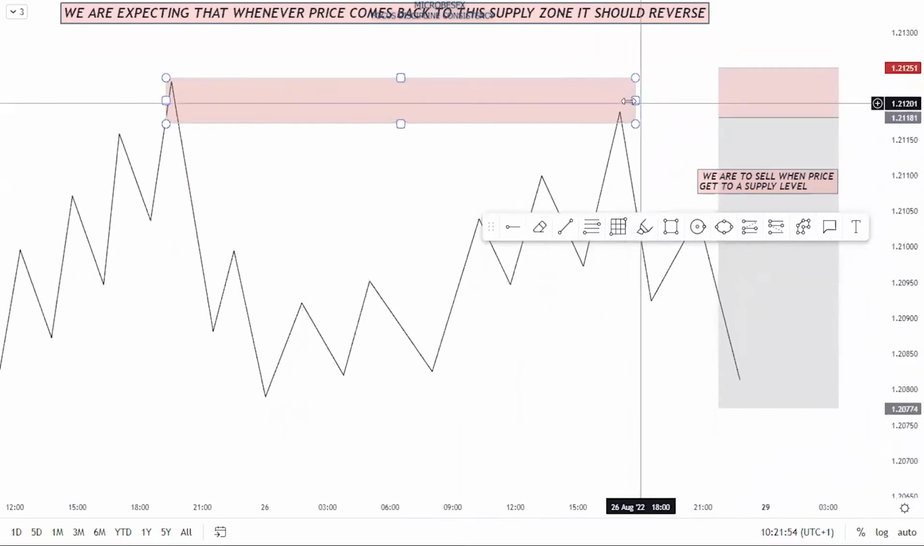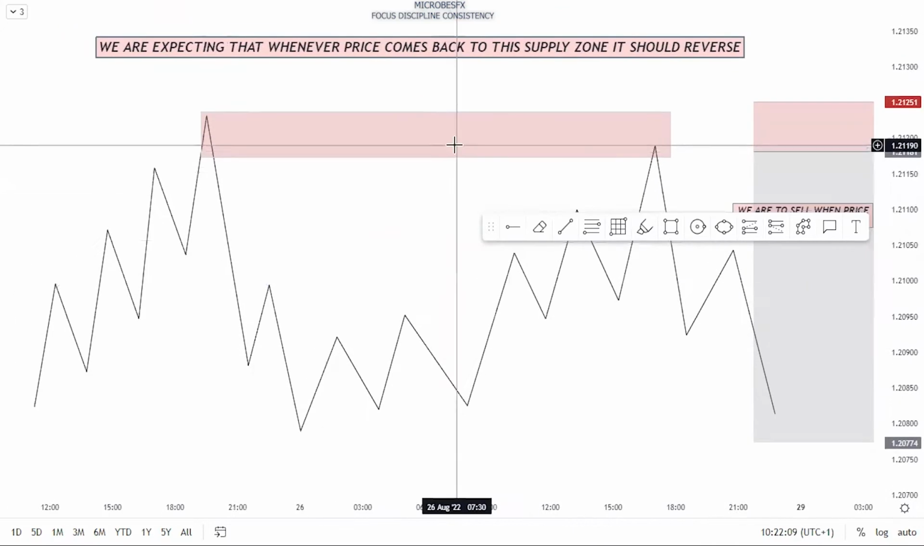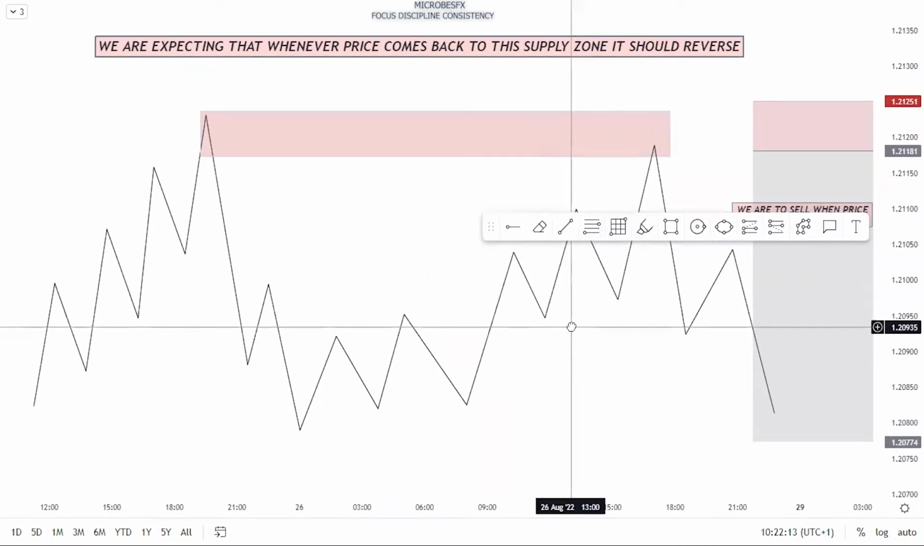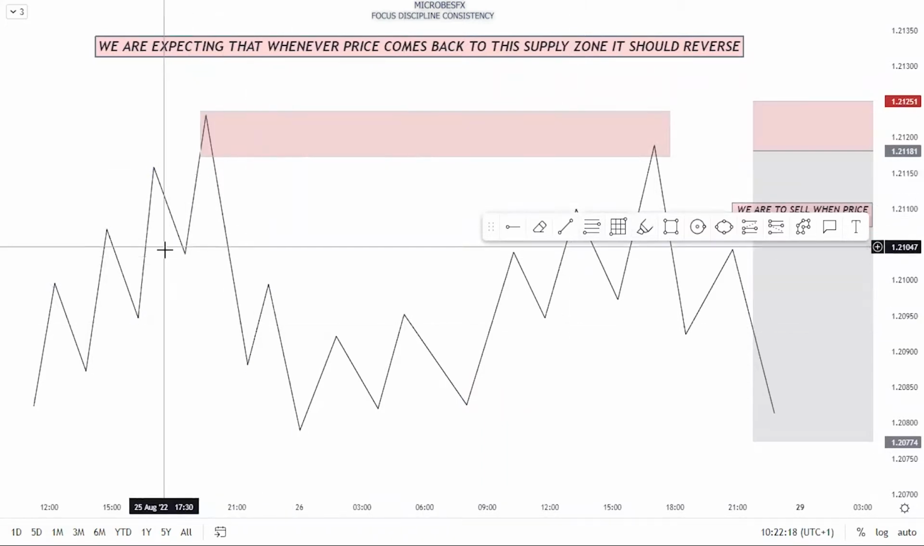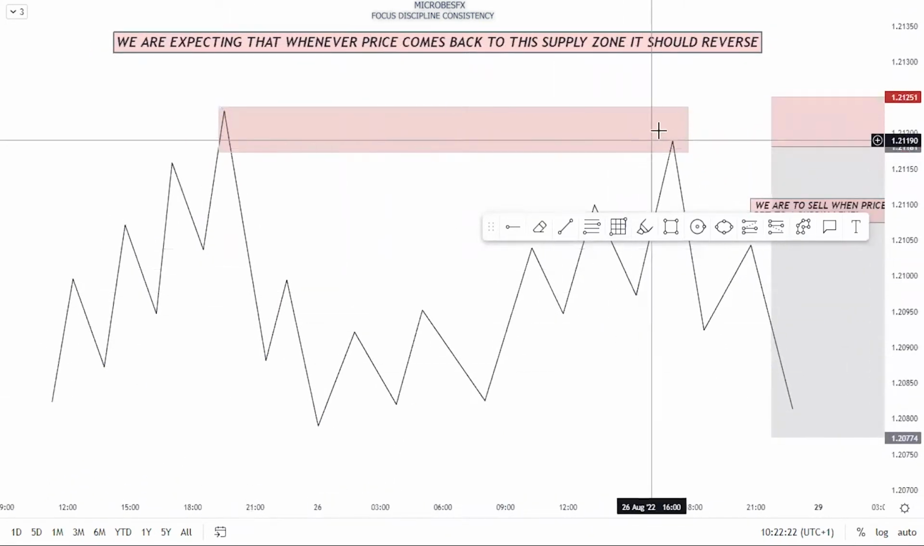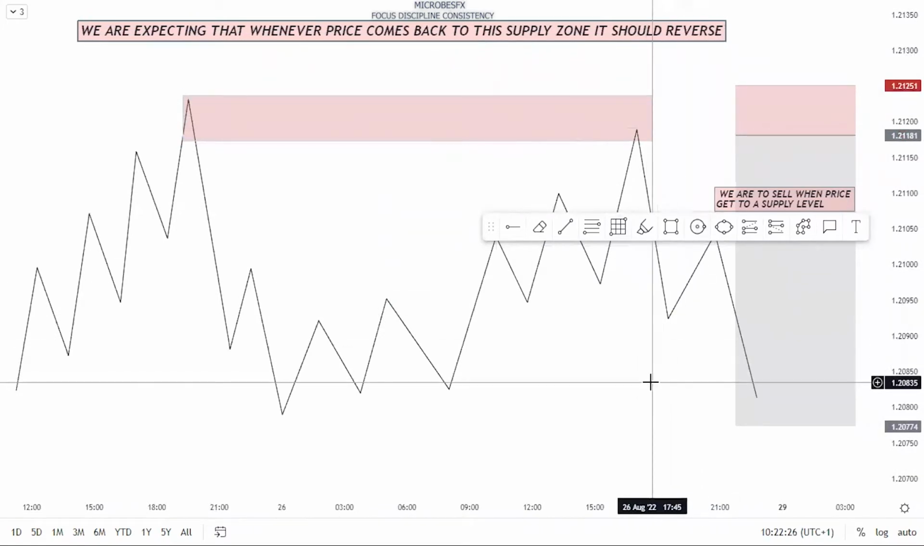So when price gets to this supply zone again, for the second time, you're not expecting that price should come to the zone two times and still hold. You just need one touch for a supply zone. When the zone is created, we're expecting that when price comes back to the zone, it should reverse. So we're expecting to be selling off the supply zone.